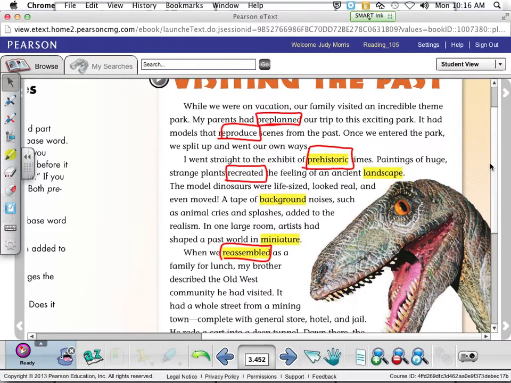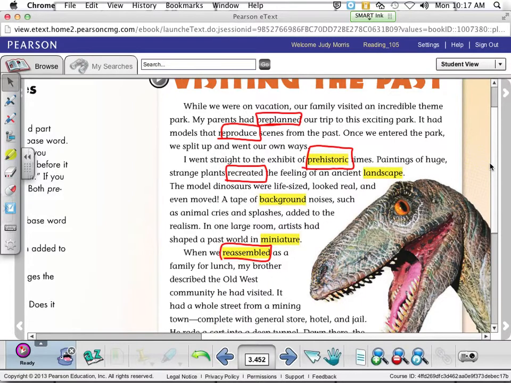For reproduce, it says it had models that reproduced scenes from the past. Re means to show again, so we need to figure out what produce means, and it says scenes from the past. Well, if I'm going to see something again from the past, that means that they're going to show us an example or a model from the past. So reproduce means to produce or make again. All right? Prehistoric. Pre, before, right?